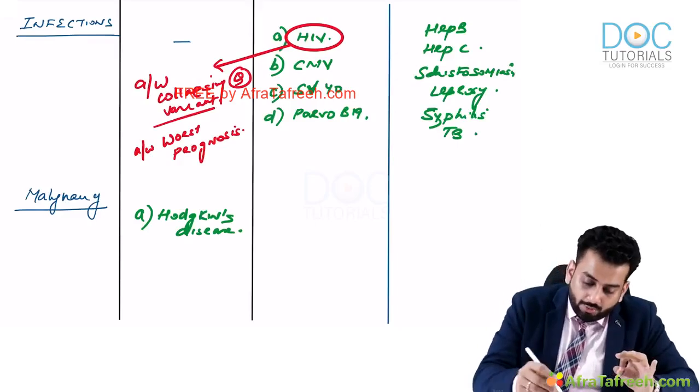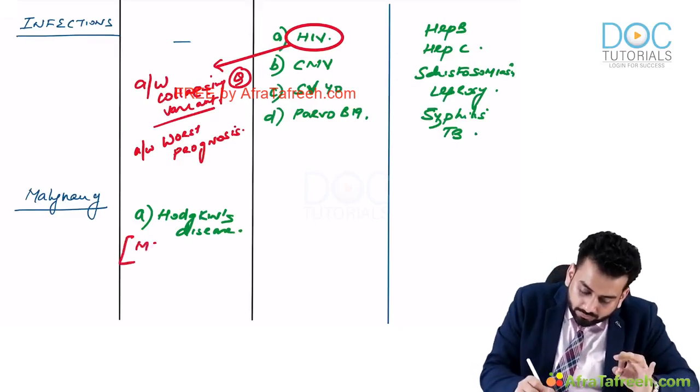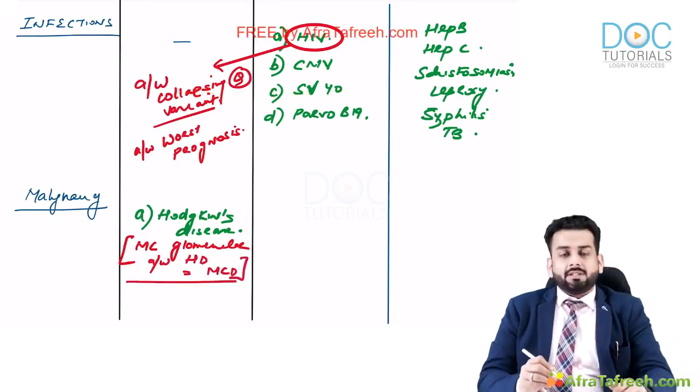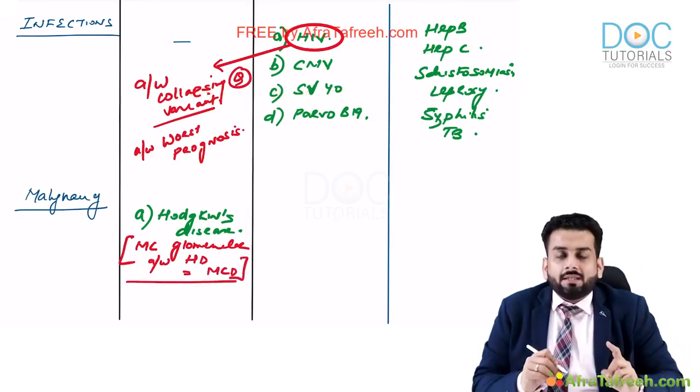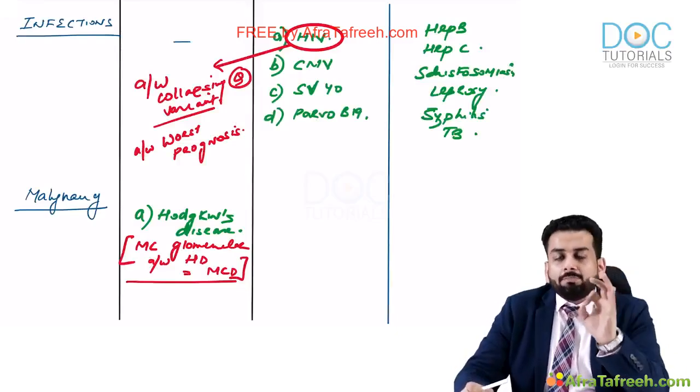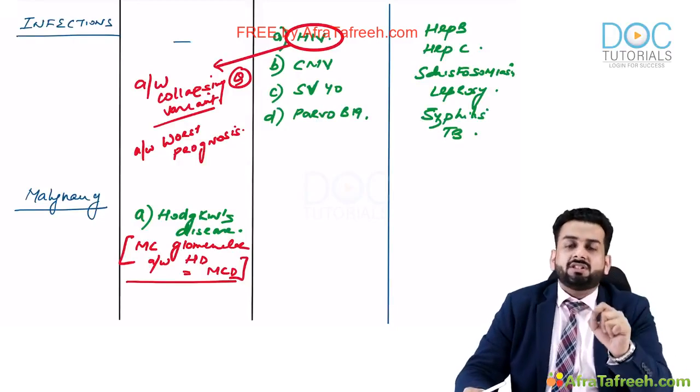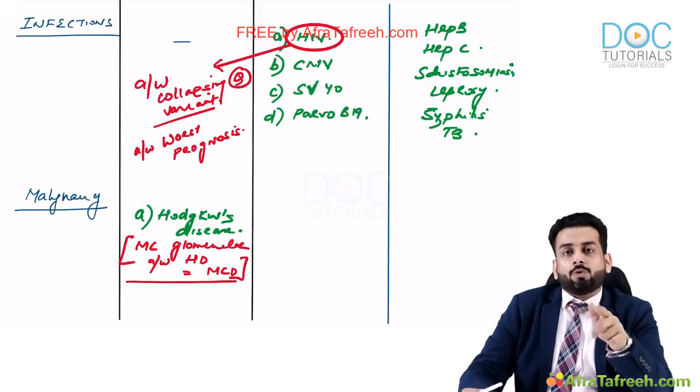So the most common glomerular disease associated with Hodgkin's disease is MCD. And what happens here is, there is a protein which is known as c-MIP protein. It is overexpressed in the Reed-Sternberg cells in Hodgkin's disease, and it causes podocyte injury.